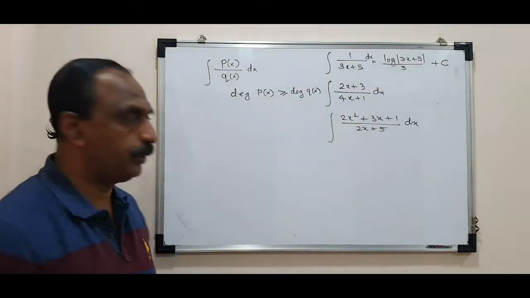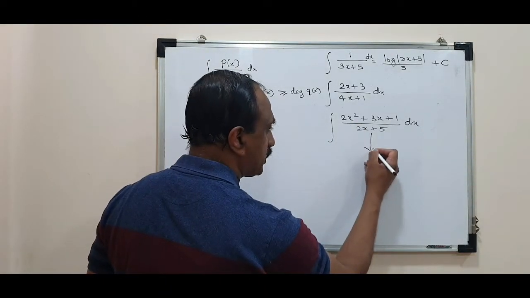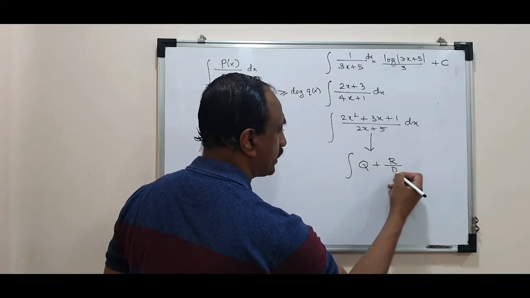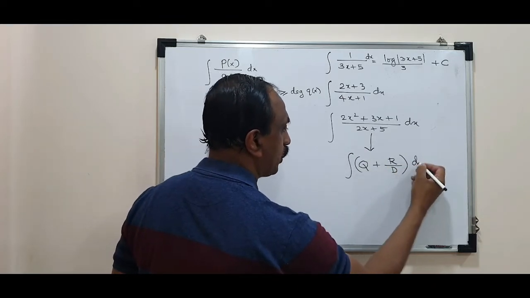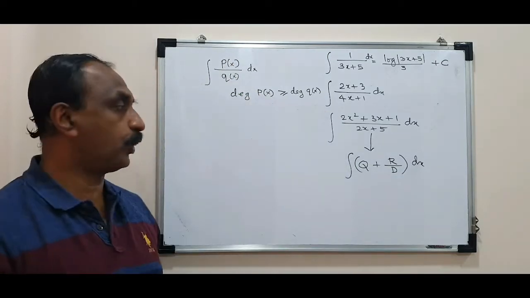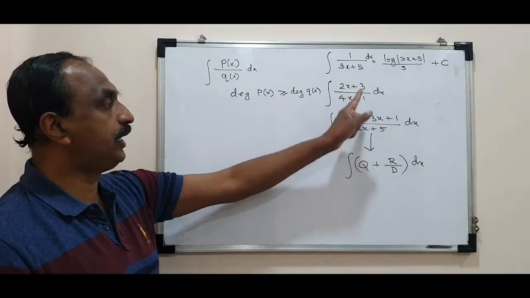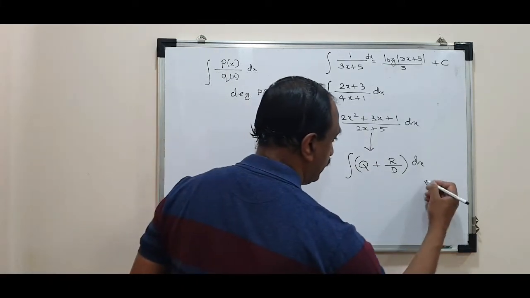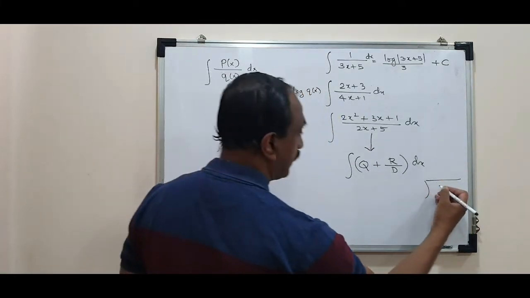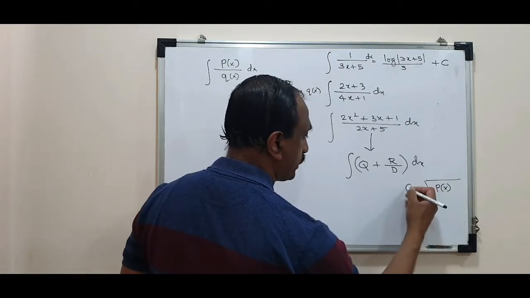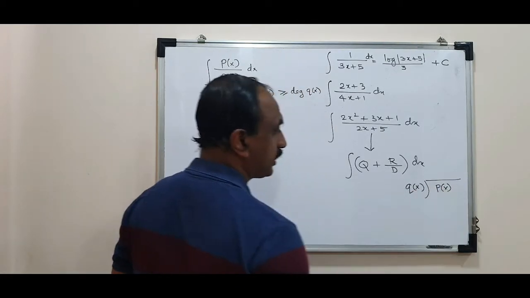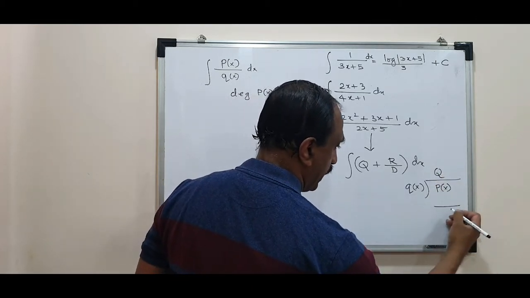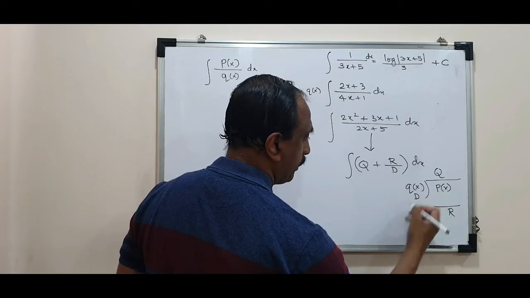In this case, what we do is, we express this as quotient plus remainder upon divisor. Whenever we come across a polynomial upon another polynomial, if the degree is equal or greater, we will express it this way. You know that when you divide, let's say px is divided by qx, then you will get a quotient, you will get a remainder, and this is nothing but the divisor.